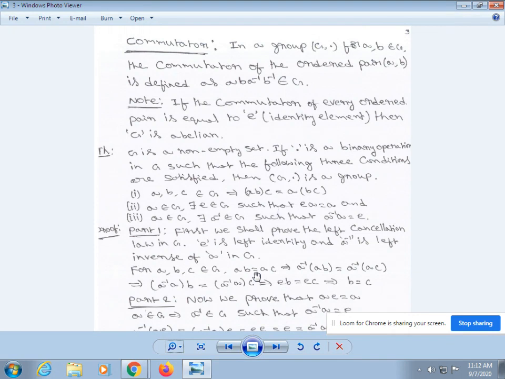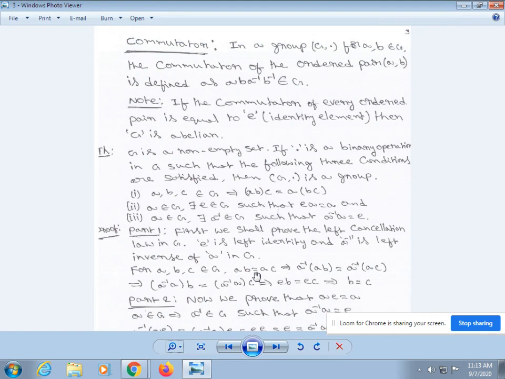Proof. Part 1. First we shall prove the left cancellation law in G. e is the left identity and a inverse is the left inverse of a in G. For a, b, c which belong to G, suppose ab equals ac. Taking a inverse on both sides, we get a inverse (ab) equals a inverse (ac). That implies (a inverse a)b equals (a inverse a)c. a inverse a is nothing but e. That implies eb equals ec. By cancellation of e, we get b equals c.